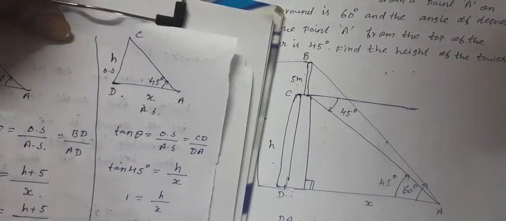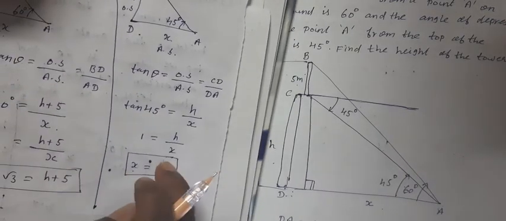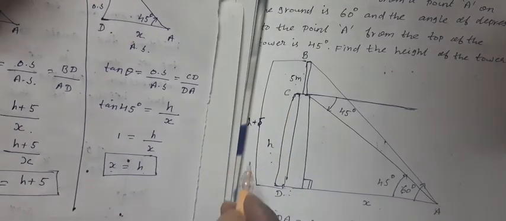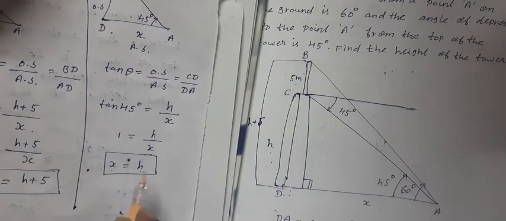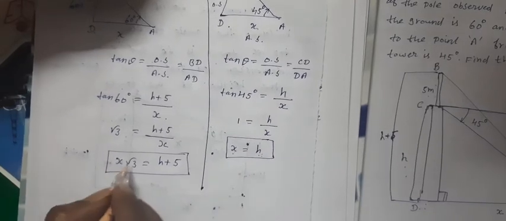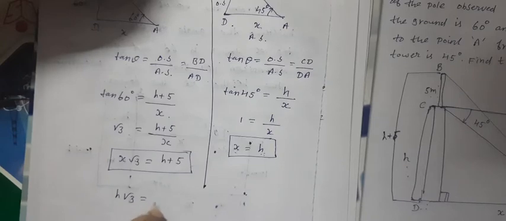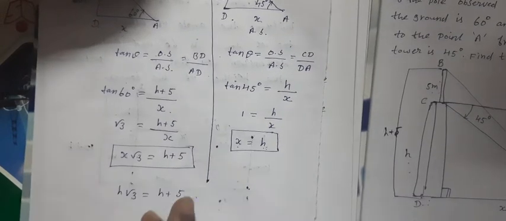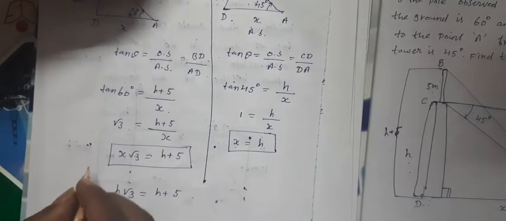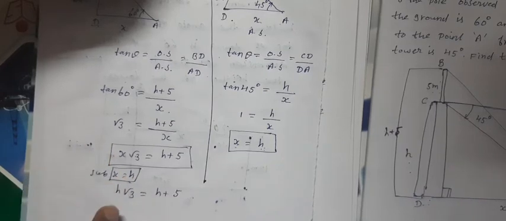Cross multiply, X is equal to H. So now we get X is equal to H, right? But here you want to find the height of the tower, H, right? So we substitute X is equal to H here. So we get H root 3 is equal to H plus 5, because X is equal to H.